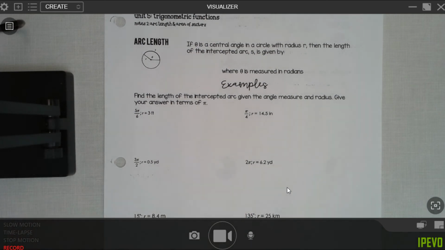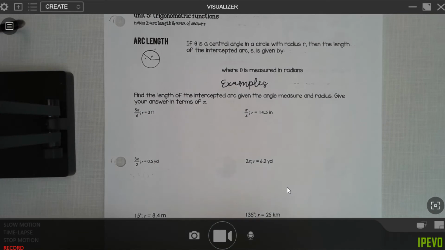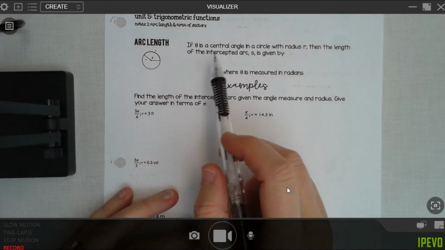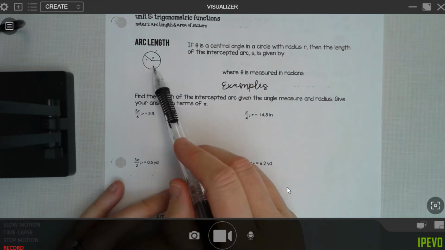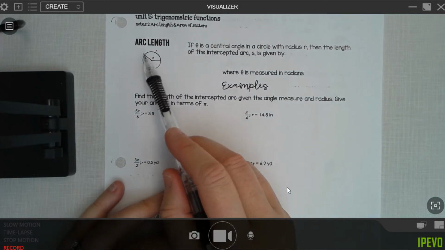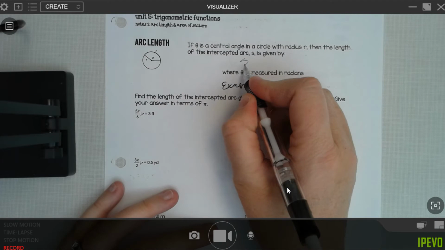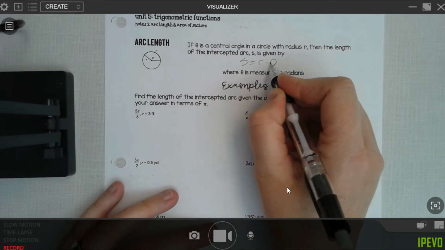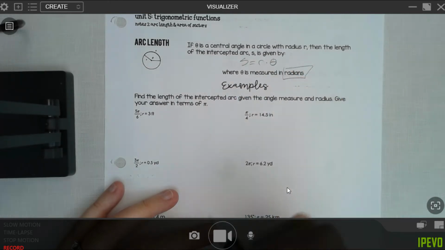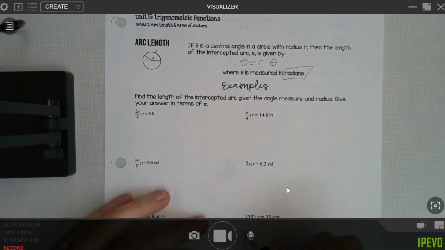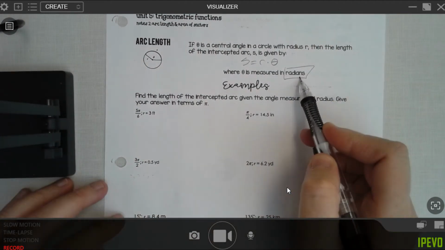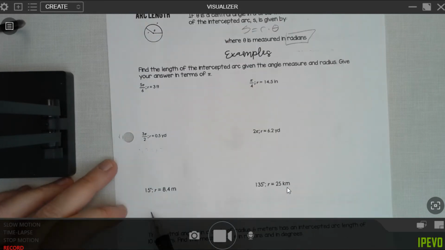All right, so today we're going to talk about arc length and area of a sector. So first, if theta is a central angle like this here, and you have a radius of r, the length of the arc right here would be the radius times your angle, where the angle is measured in radians. You have to make sure it's in radians, or you have to change it to radians. So like down here, we're going to change these to radians.